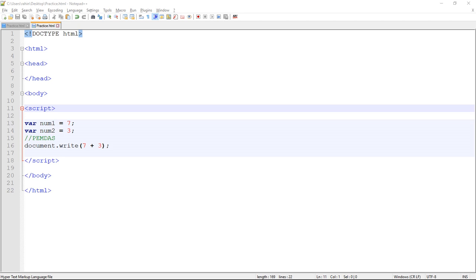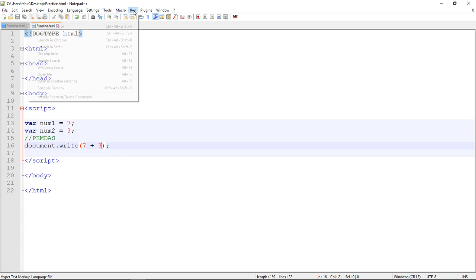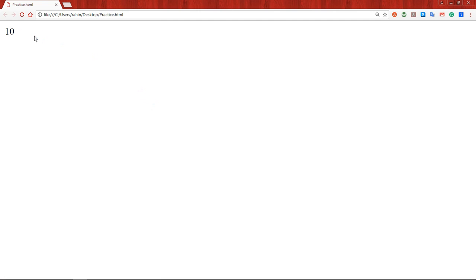The first operation that we're going to see is addition. It's very simple, we just use the plus sign. Using the simple form document.write, inside of the parentheses we put whatever addition we want to make. Here I'm using raw numbers, let's say 7 plus 3, so I should get 10. I'm going to launch this in Chrome, and of course I get 10.